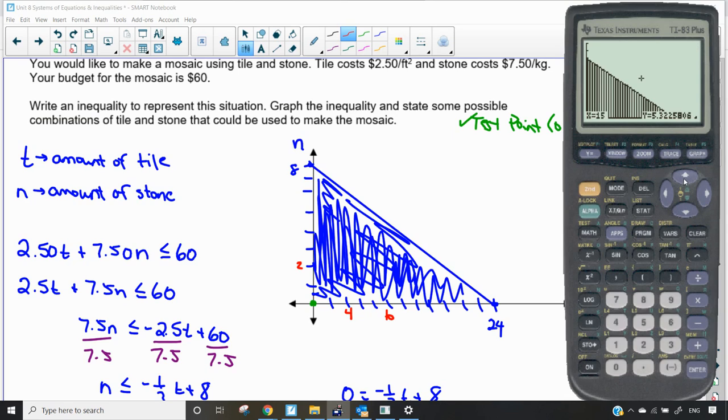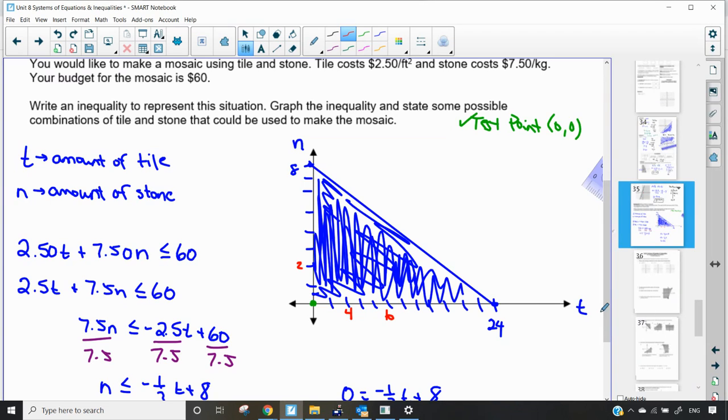Now, if I move my cursor up and down, anything that's in the non-shaded region is not a solution. Anything in the shaded region is a solution. So for example, 6 tiles and 2 stones would be a valid solution. 3 tiles and 4 stones would work. Those would all be answers. Now, if I'm right on the line, I could have 0 tiles and 8 stones. That would work. If I had 24 tiles and 0 stones, that would work. So any value that's on my line is also a solution.